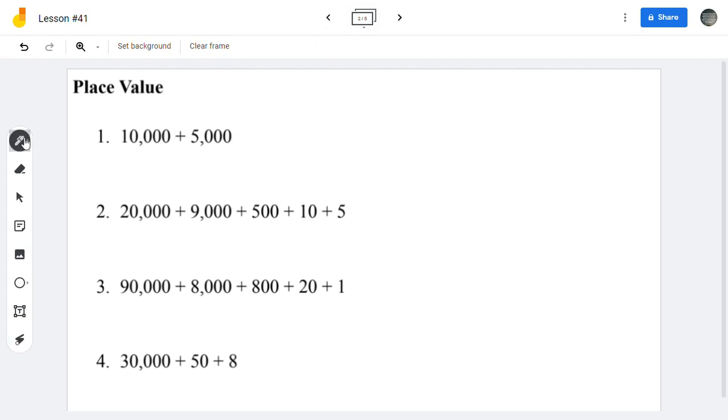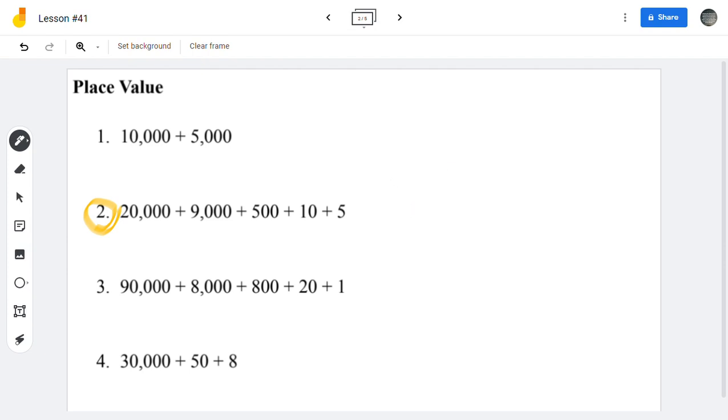So we're going to go over number 2 together. Number 2 says 20,000 plus 9,000 plus 500 plus 10 plus 5. From this, you would know that 20,000 is in the 10,000s place, 9,000 is in the thousands place, 5 is in the hundreds place, 10 is in the tens place, and 5 is in the ones place. And knowing these place values, you should be able to write your answer automatically.